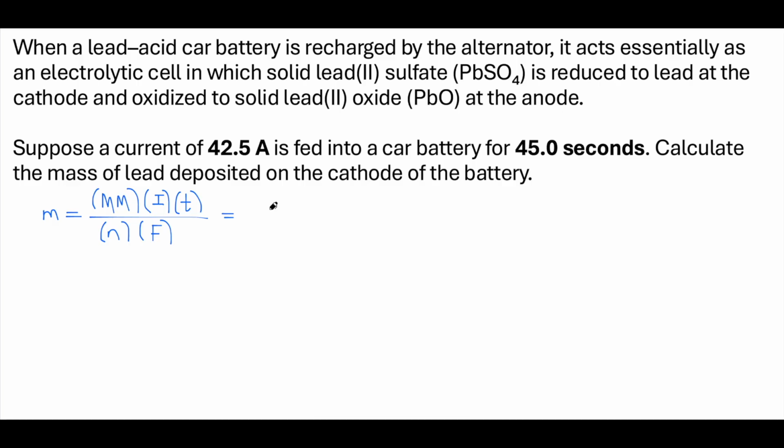So you look at your periodic table and you'll see that the molar mass of lead is 207.2. So that's grams per mole. Times I, the current in amperes. So we're given 42.5 amperes. Remember, ampere is just the same as coulombs per second. So C over S. So let's just rewrite that as C over S. Times T in seconds. So we're given 45 seconds.